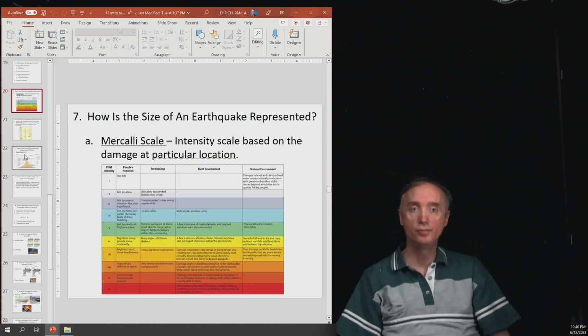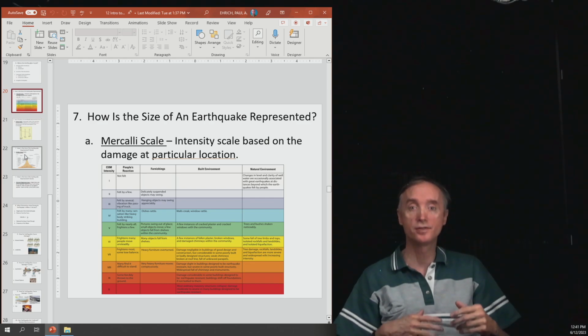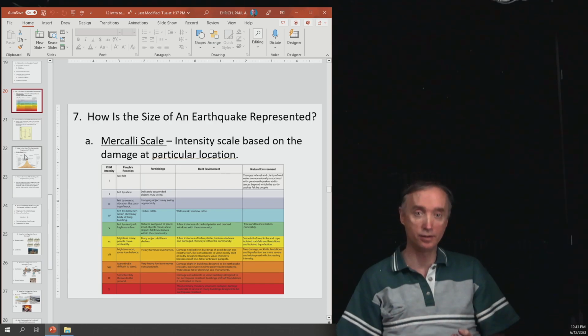So how do we measure earthquakes? The first one is based only on the amount of damage that it produces, and what the earthquake feels like. So it's not a very precise way of measuring an earthquake, but you should know this Mercalli scale for the exam, and the bigger the number, the more damaging the earthquake is.